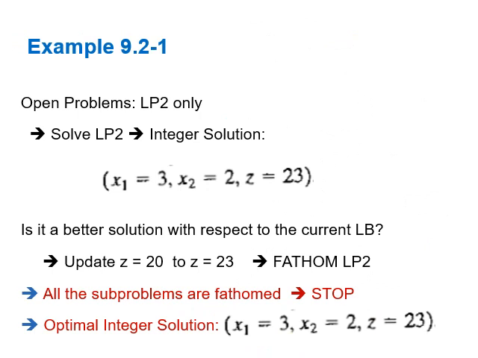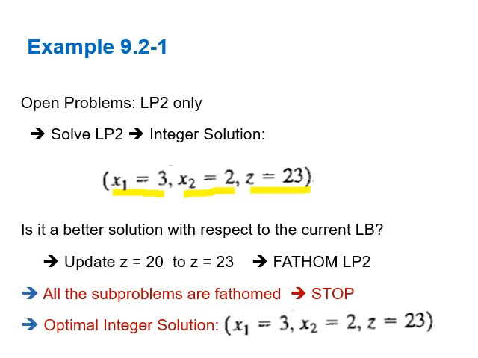When we solve LP2, we get an integer solution where x1's value is 3, x2 is 2, and z is 23. Previously, we found an integer solution where x1 was 4, x2 was 0, and the z value was 20. And now we have a solution in which the z value is 23.